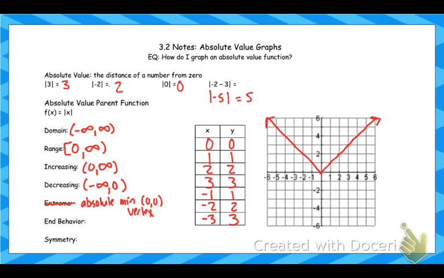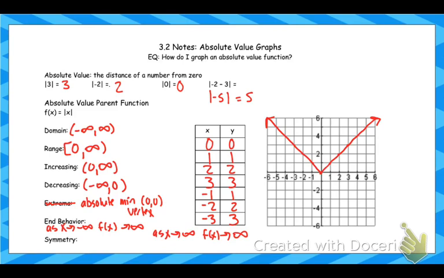End behavior. Remember, we write two statements. As x approaches negative infinity, what's f of x doing? In this case, as x approaches negative infinity, f of x is getting bigger and approaching infinity. Then we write a second statement. As x approaches positive infinity, what's f of x doing? Well, as x approaches positive infinity, f of x is also approaching infinity.